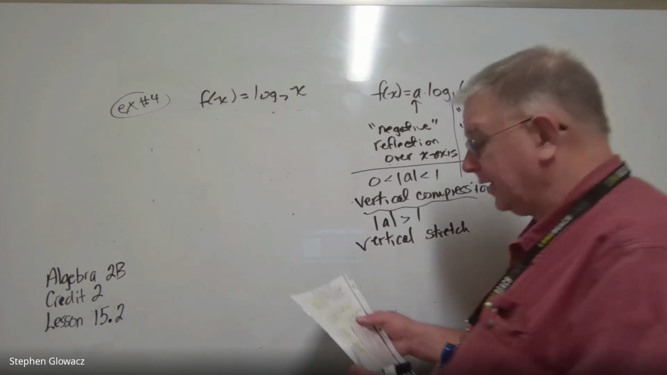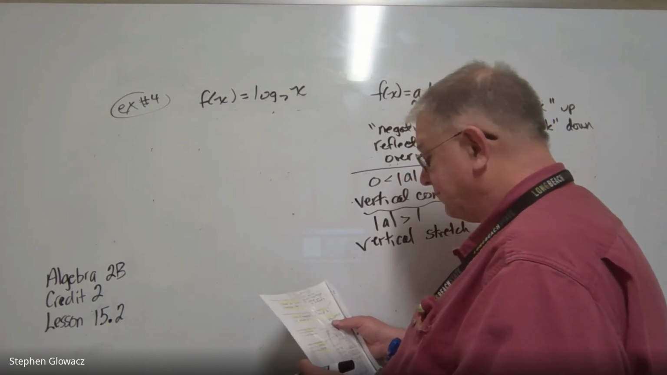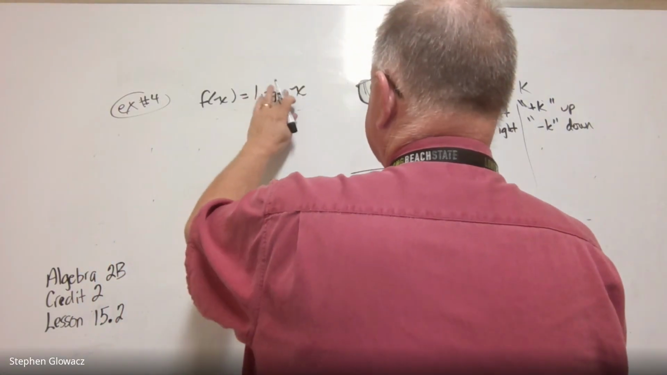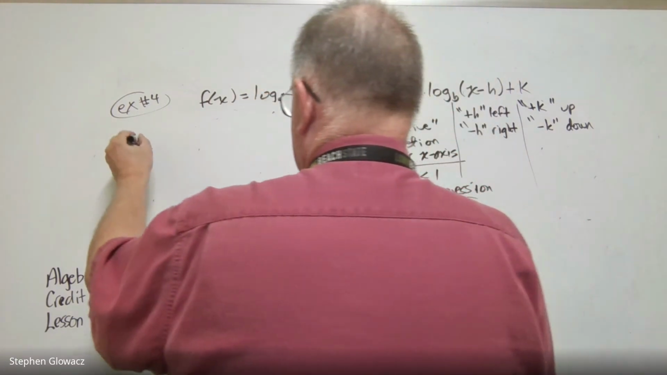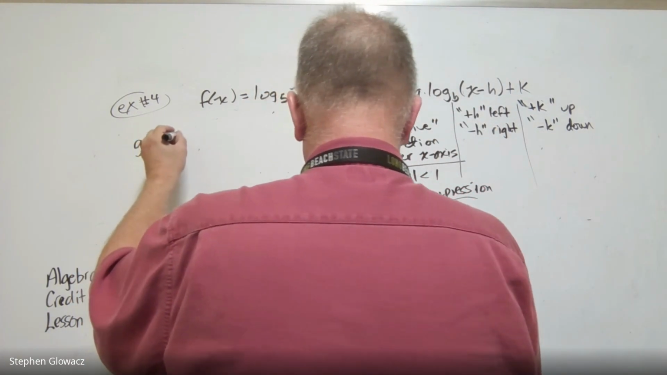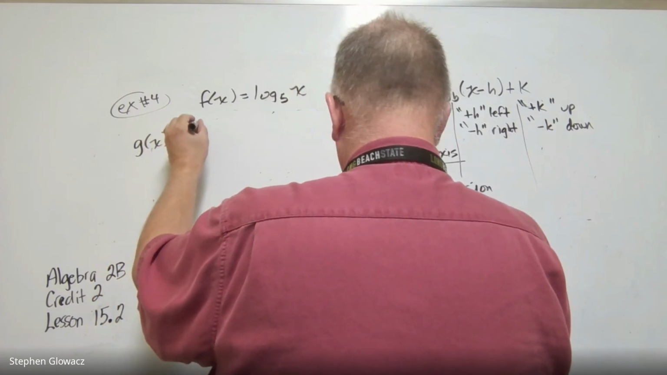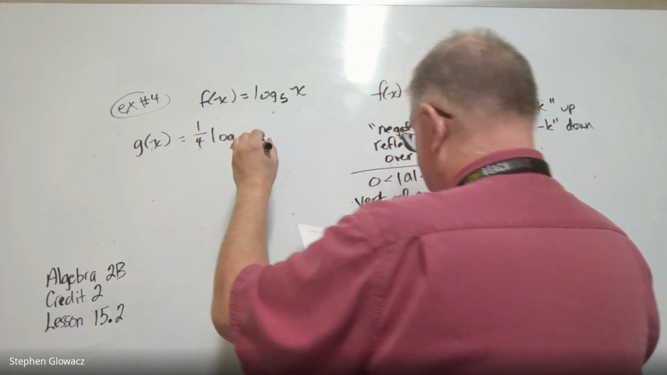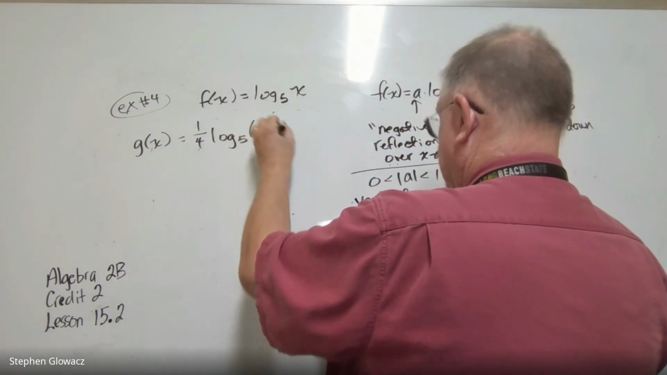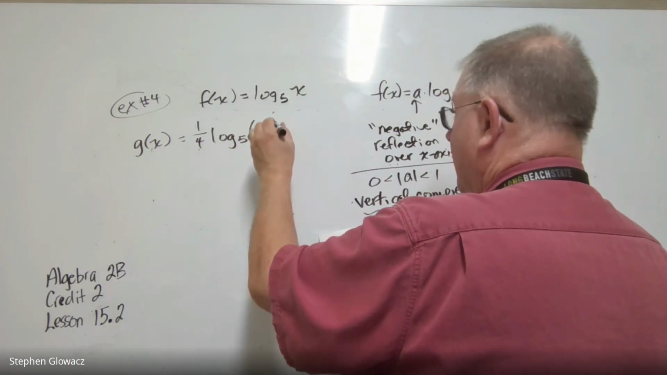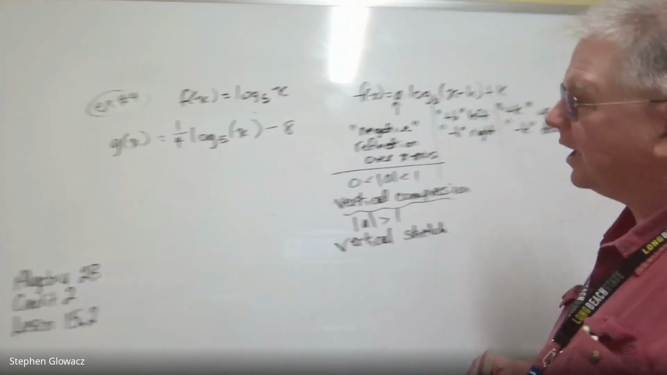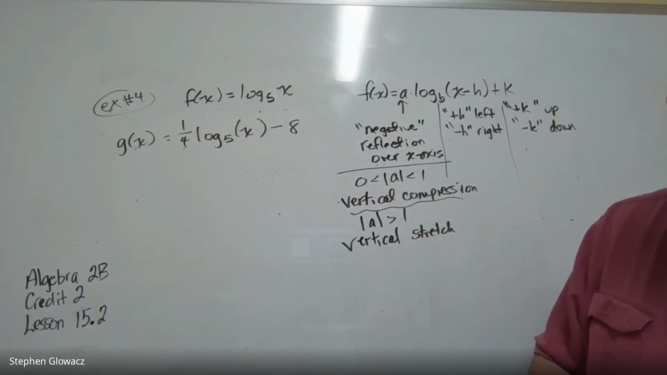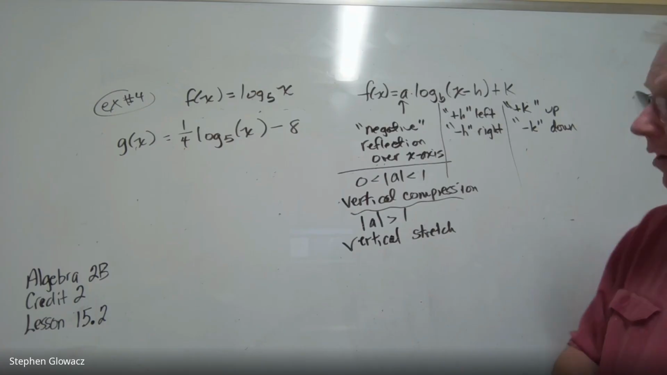Our example is this. So our parent function is base 5 logarithm. And we have g of x, if I can find it here. There we go. 1/4 log base 5 of x. And this is going to be minus 8. All right. So looking up here, in addition to, all right, good. Just double checking there.